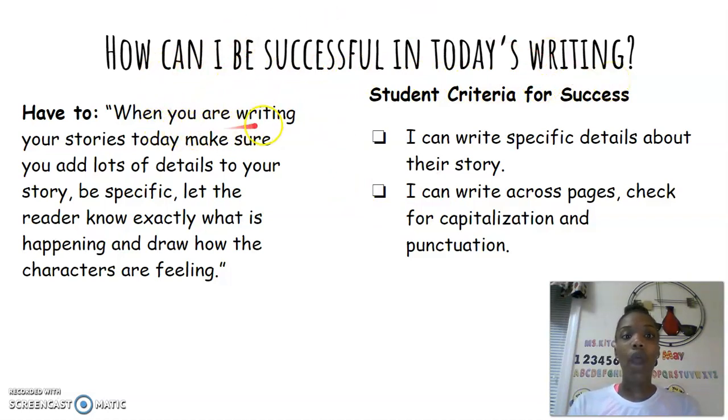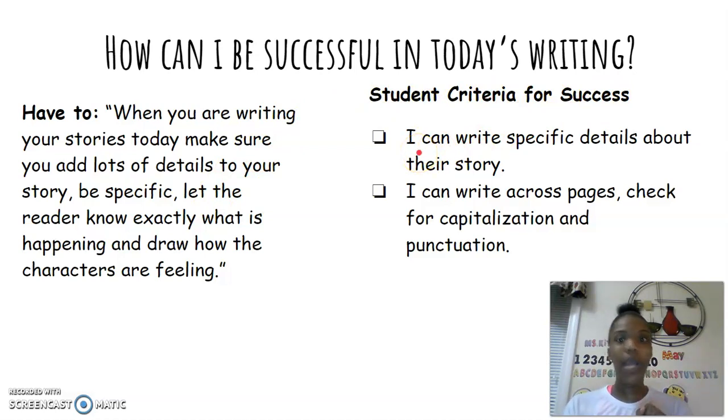How can I be successful in today's writing? Well, when you are writing your stories today, make sure you add lots of details to your story. Be specific, okay? Make sure you're saying that the apple was red and juicy and made the little girl's mouth water because she was so hungry, right? Let the reader know exactly what is happening and draw how the characters are feeling. Okay, these are the two things you're focusing on. You're focusing on adding lots of details and adding feelings to your characters. And this is how you will be successful today.